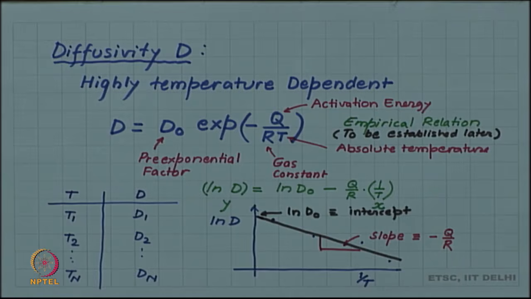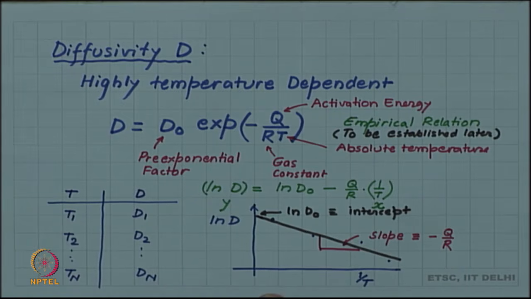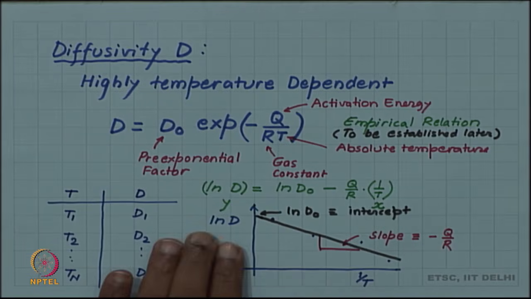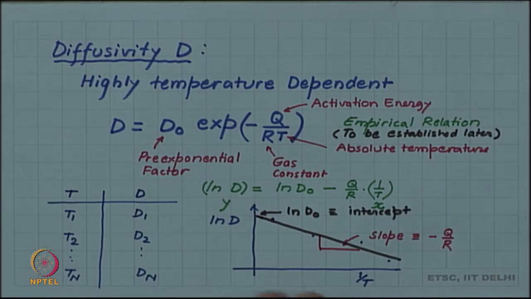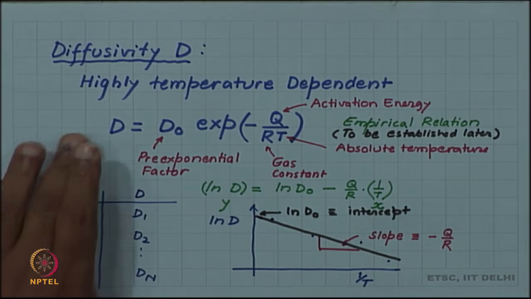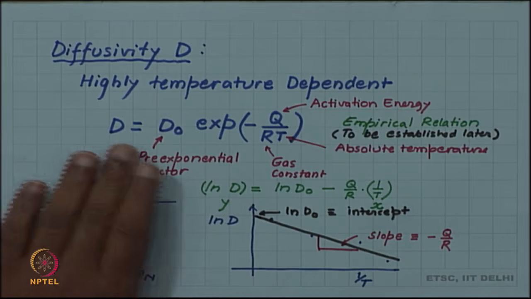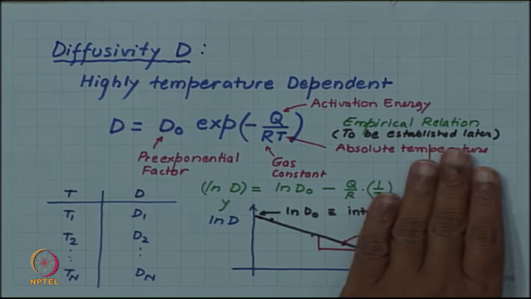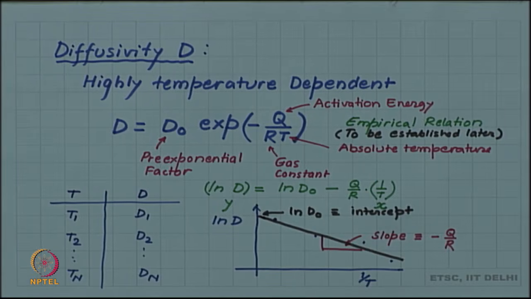In fact, if you have temperature and diffusivity data and you are able to fit a straight line to log D versus 1 by T, that gives you the reason to believe that D should have an exponential relation like this, and that is why we call this an empirical relation. But later on, when we talk about the atomic mechanism of diffusion, we will see that this comes out from an atomic model of diffusion also.